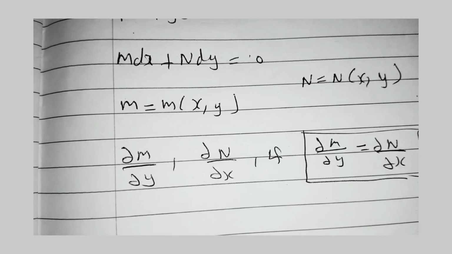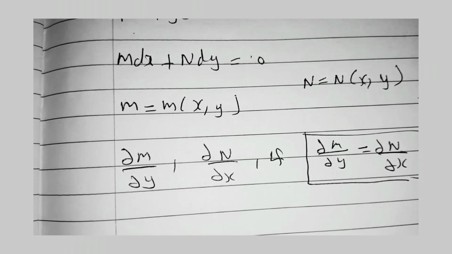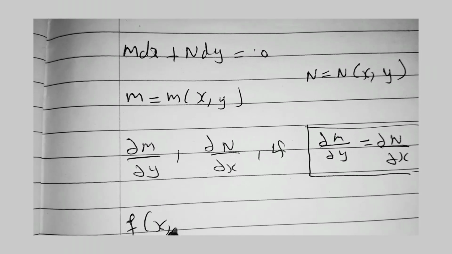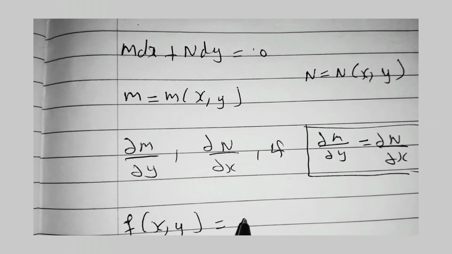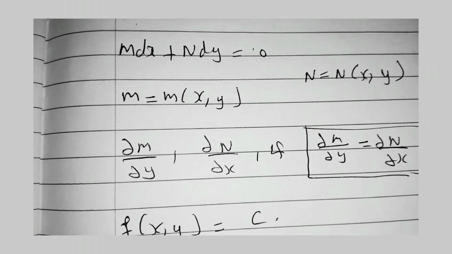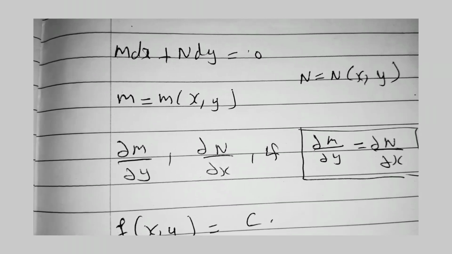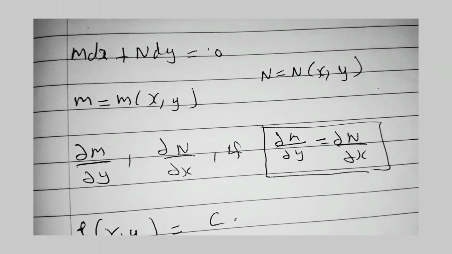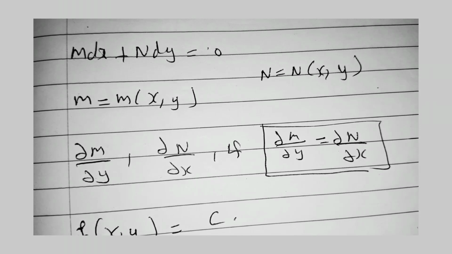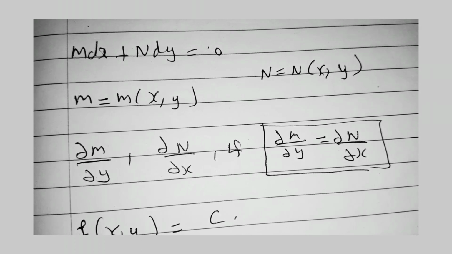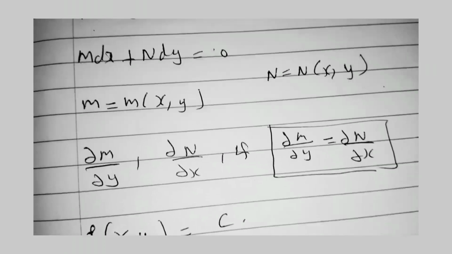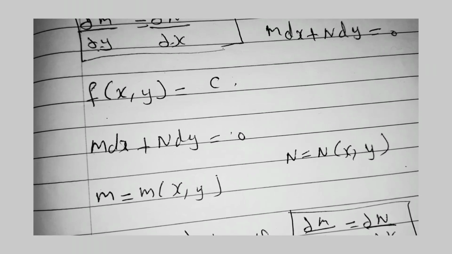So when your equation is exact, your answer will be of the form f of x, y is equal to c, where c is a constant. So that is how you are able to know whether an equation is exact or not. So in the subsequent presentation, I'm going to give you examples on how to solve exact differential equations.